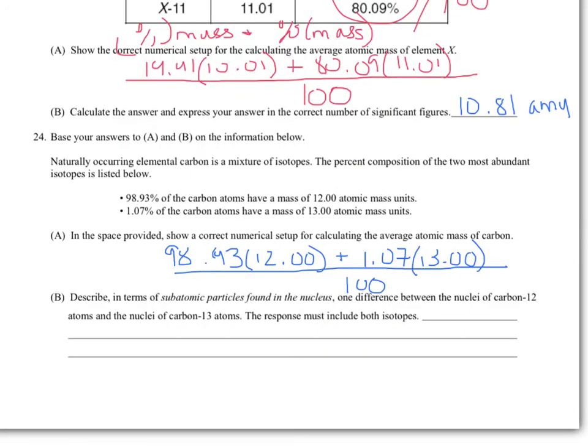Finally, we're asked to describe, and this is very important, they even italicize it, "in terms of subatomic particles found in the nucleus." Subatomic particles found in the nucleus include protons and neutrons. And the difference between carbon-12 and carbon-13, so it has to include either protons or neutrons. Well, we know that both carbon atoms have the same atomic number or number of protons, 6. So they have a different number of neutrons.